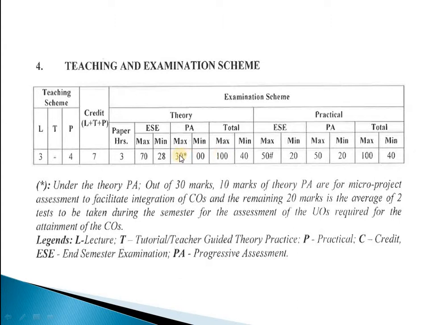This 30 is again divided into 2 parts, that is 10 marks of PA are for a micro project assessment and the remaining 20 marks is the average of 2 tests which are taken during the semester. Okay. Next, the practical is again divided into 2 parts, that is ESE, end semester examination. Database has 50 marks ESE which is an external examination. Okay. And PA means progressive assessment which also has 50 marks, so that the total for the practical is 100 marks. Okay.